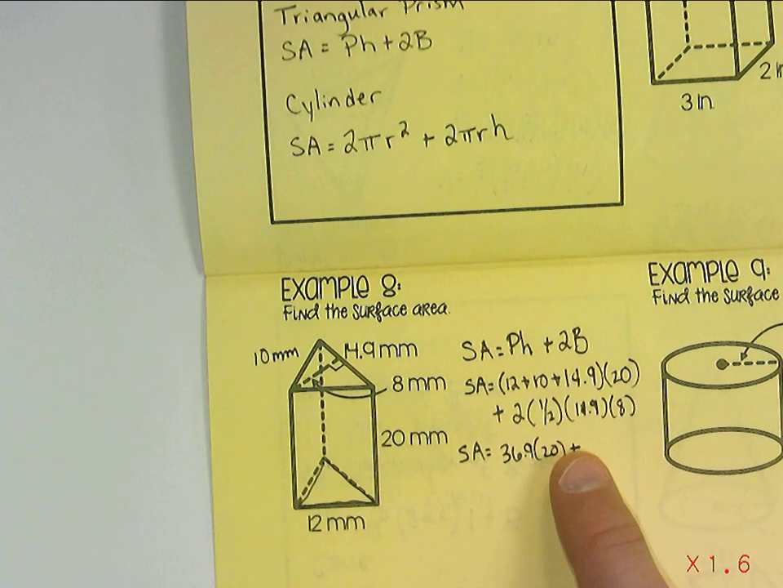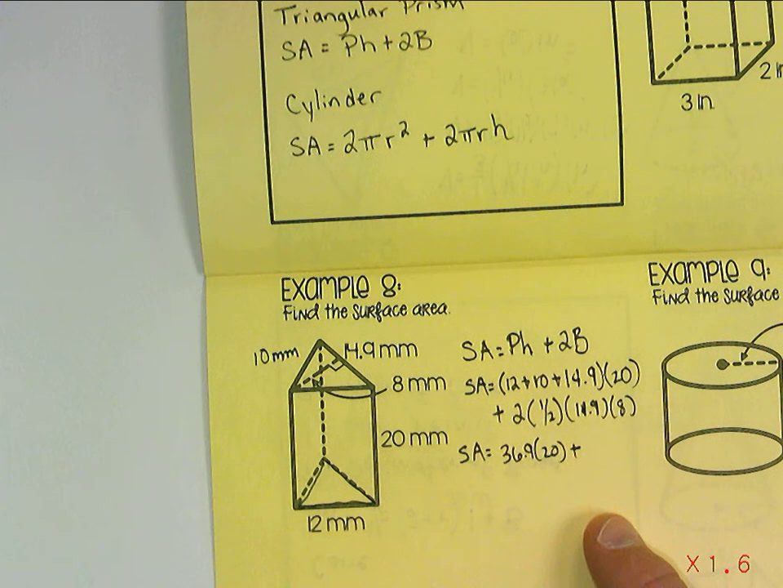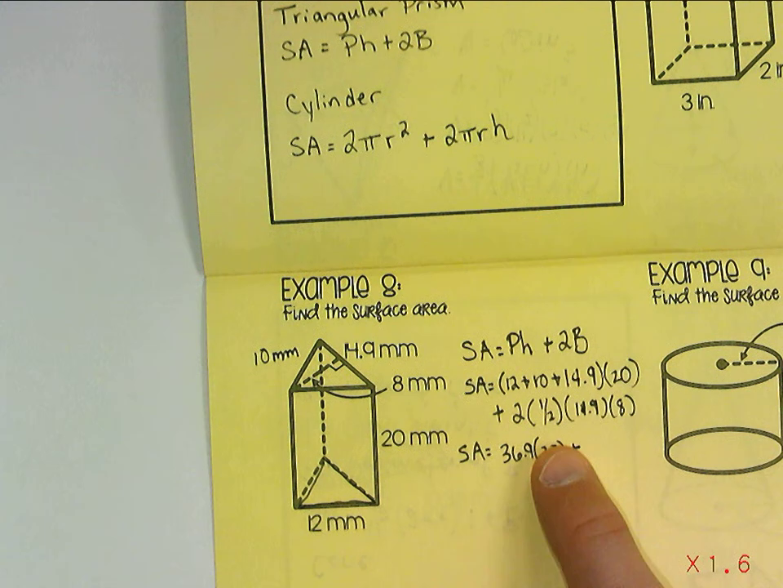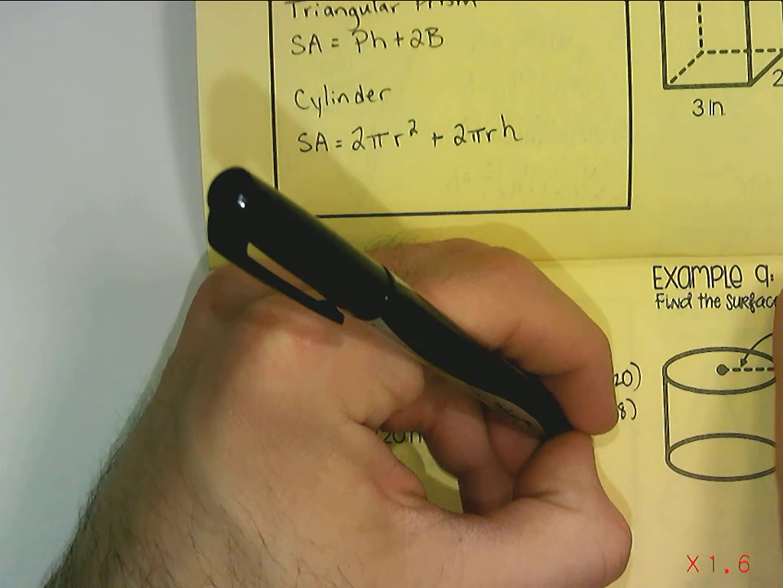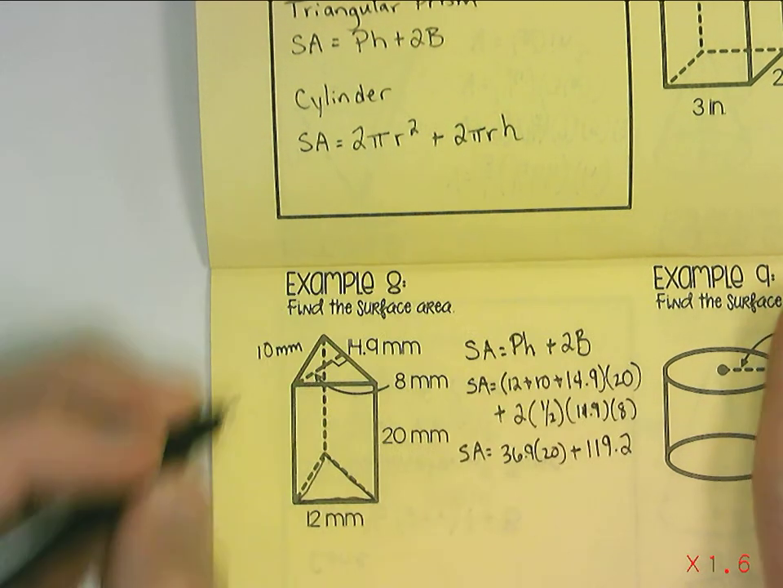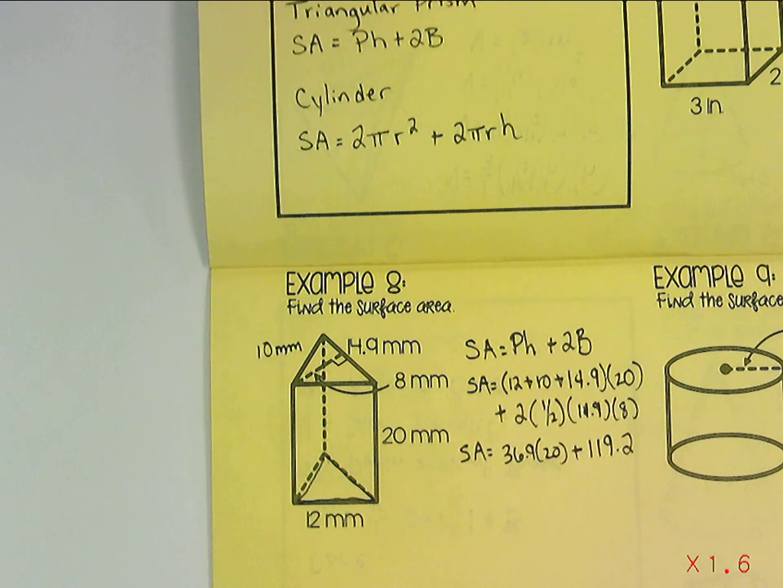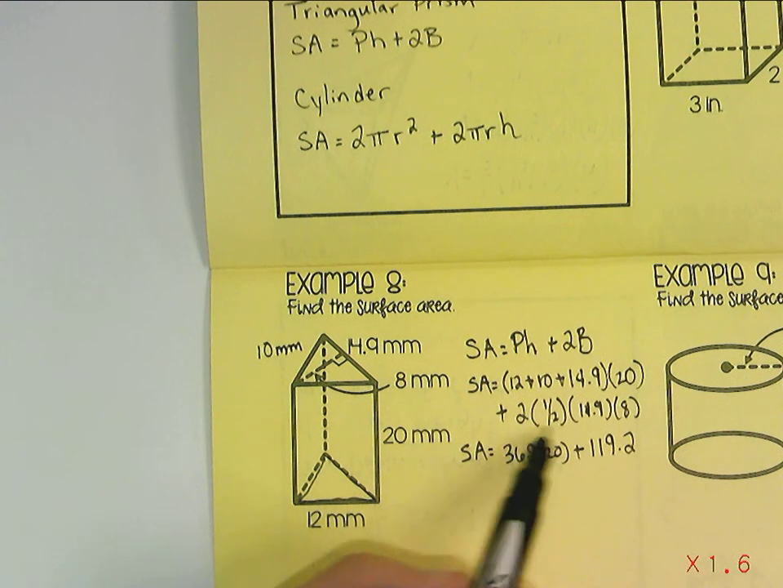And then I think we need to, hold on a second, 2 times 8 times 14.9. And then we need to do that divided by 2, like I said. Yep, so that would be 119.2. That's this whole part here done.